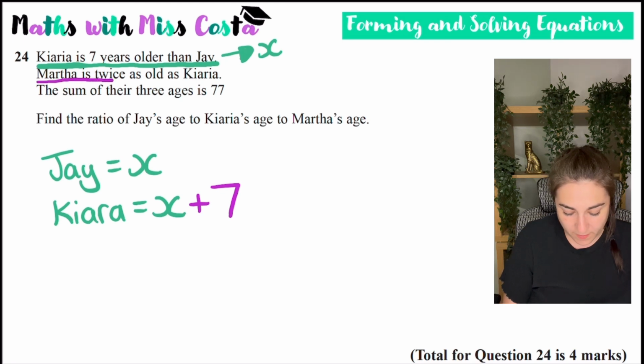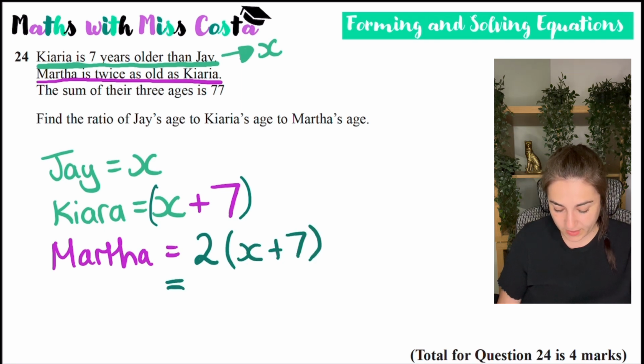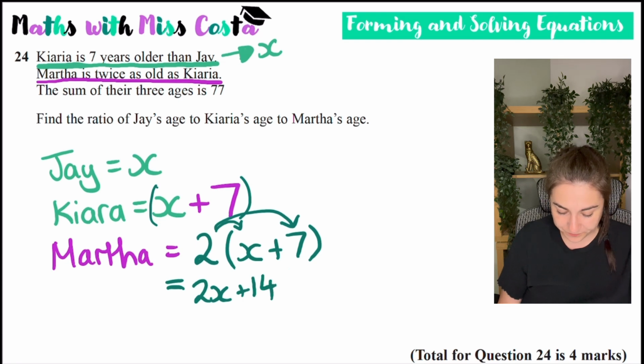I'm then told that Martha is twice as old as Kiara. So Martha is 2 lots of whatever Kiara is. So Kiara is this expression here, so I'm going to say 2(x + 7). I could expand the brackets just to make my life easier. So 2 times x is 2x, and 2 times 7 is 14.